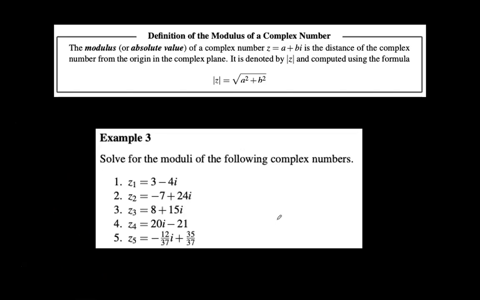Okay, let's proceed. Definition of modulus. Wait, did I record this? Yeah, I did. Better. So, the definition of modulus of a complex number.